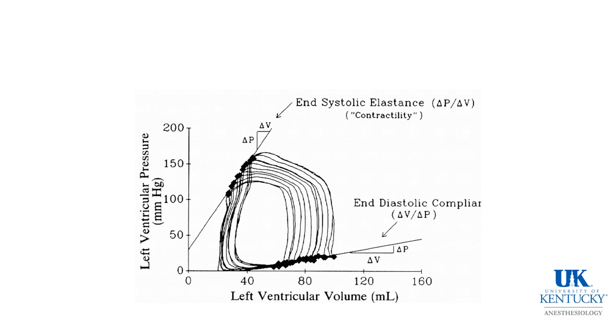This slide here shows a group of pressure volume loops along the end systolic elastance or contractility line and the end diastolic compliance line, showing that as left ventricular volume decreases, so does the left ventricular pressure, of course, but all along a line which has the same slope, representing contractility.